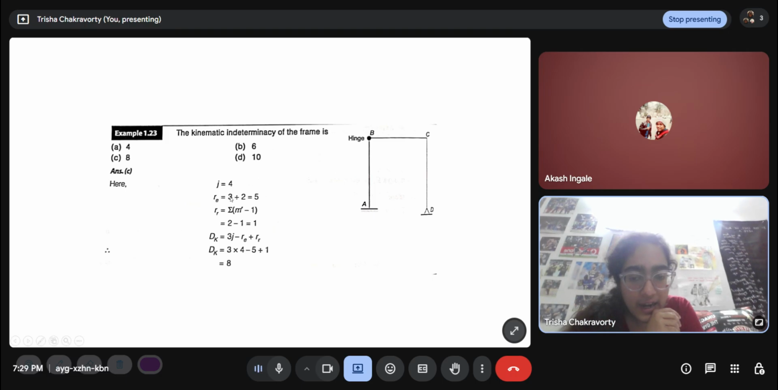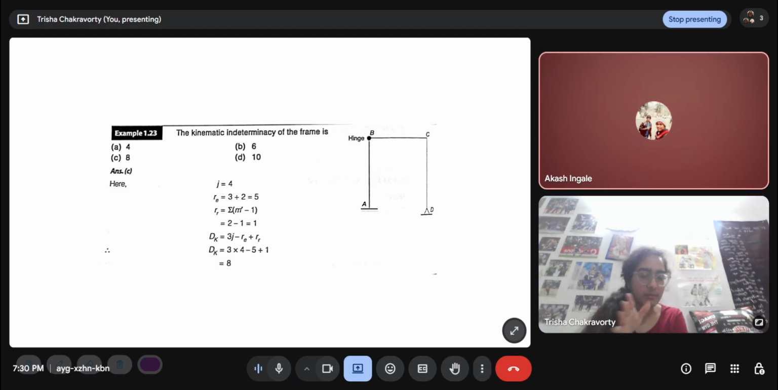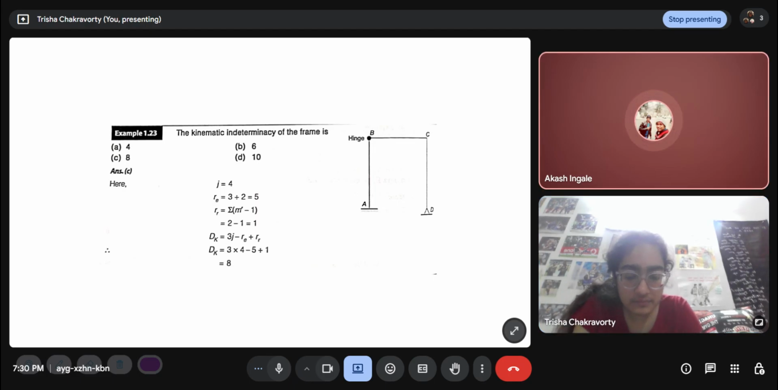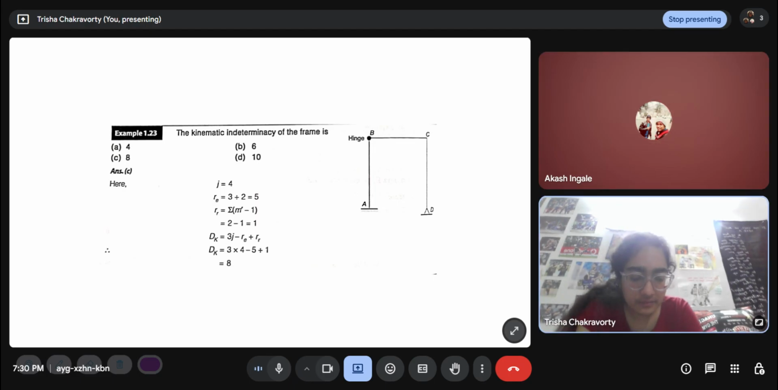So this sigma of M dash minus 1 is in brackets, and the summation is over each internal hinge. You have to treat the M dash specific to the internal hinge, how many members are meeting at a particular internal hinge. That is the standard formula, ma'am. Yes, it is a standard formula.